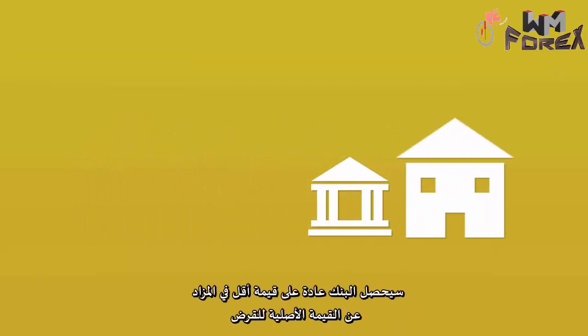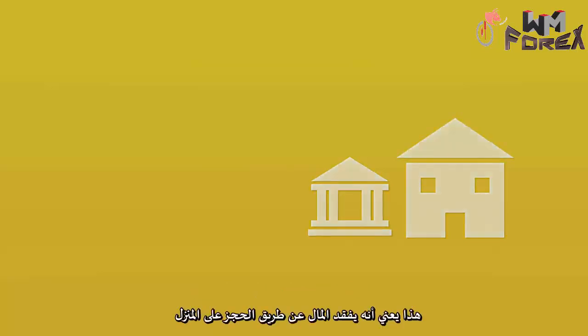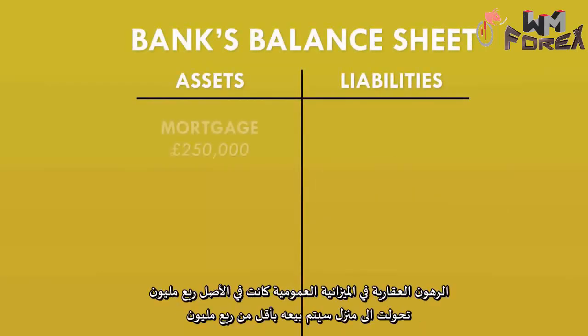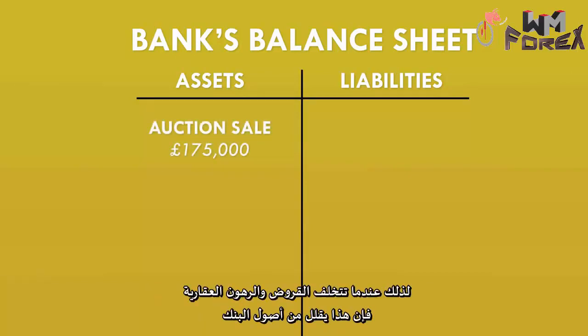The bank will usually get less at the auction than the original value of the loan. That means that it loses money by repossessing the house. The mortgage on the balance sheet that was originally $250,000 has turned into a house that will be sold for less than $250,000. So when loans and mortgages go bad, it reduces the assets of the bank.